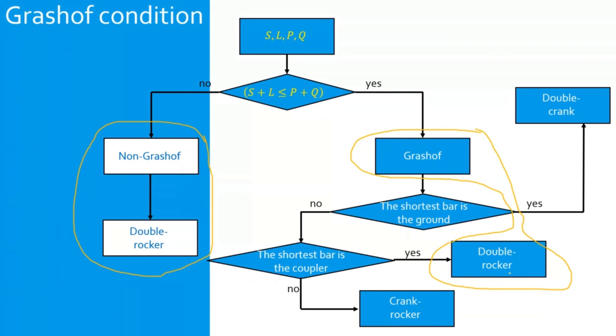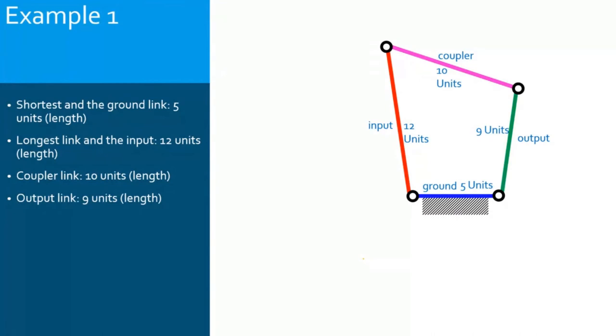So here, let's consider this first example. I have this four-bar mechanism, and for example, I have the ground here. It's 5 units, 5 centimeters, 5 decimeters, and so on. It can be any unit of length. It doesn't matter. 5 inches, it doesn't matter. Just 5 units. The red one here has 12 units of length. The coupler will have 10, and the green one will have 9 units.